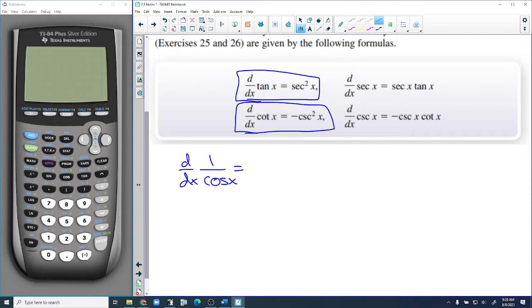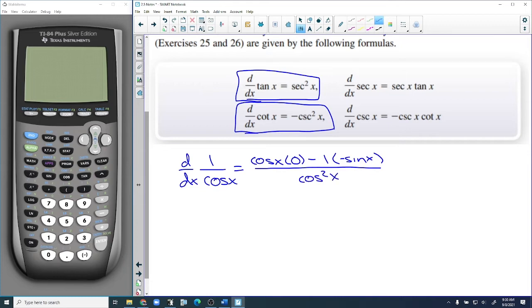But remember, derivative of 1 is 0. Keep that in mind. So bottom times derivative of the top is 0. So bottom times derivative of the top minus the top times derivative of the bottom over the bottom squared.